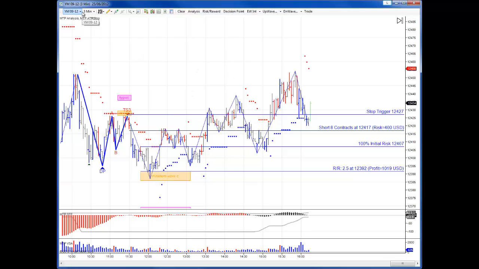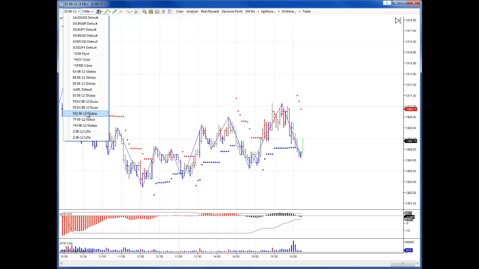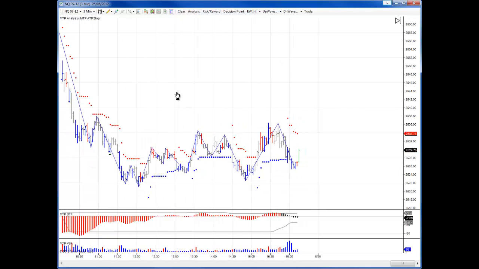If we look at some of the other markets, the ES was very quiet. As you can see, the ES had very few trade setups, in fact nothing at all there. Very, very quiet indeed. If we now look at the NQ, the NQ did have a buy setup here, but again this is against a red STF, so you would not have been considering that.